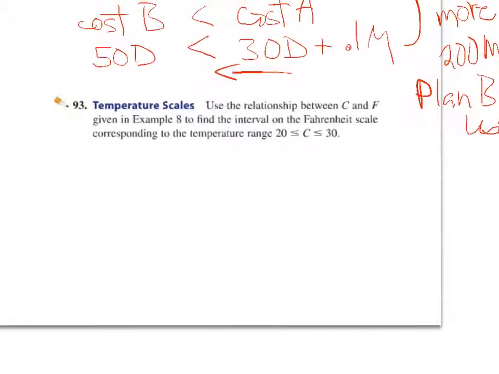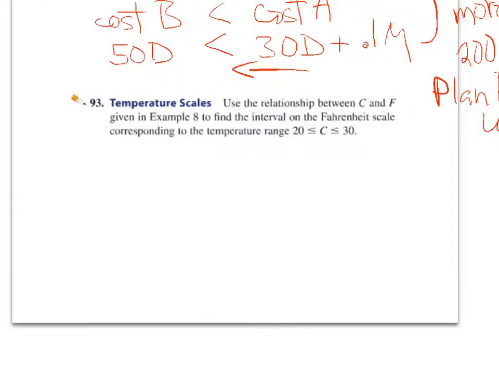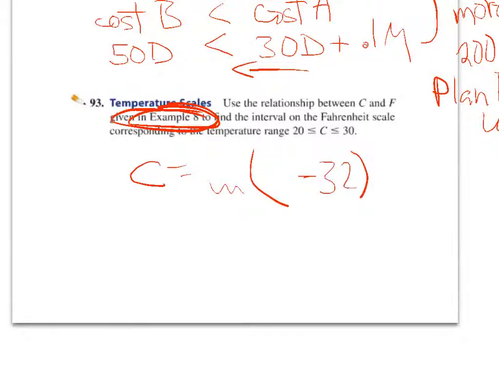The other problem has to do with the relationship between Celsius and Fahrenheit, using the example 8 relationship between Celsius and Fahrenheit, and I don't remember that by heart right now. I kind of remember it, but I don't remember it exactly, so I'm not going to do this one for you, but all you have to do is go to example 8. And what they tell you C is, they'll say C is equal to some fraction times something minus 32. I think it's Fahrenheit minus 32, and I think it's 5/9. I think that's what it is. But let's just put a question mark there.